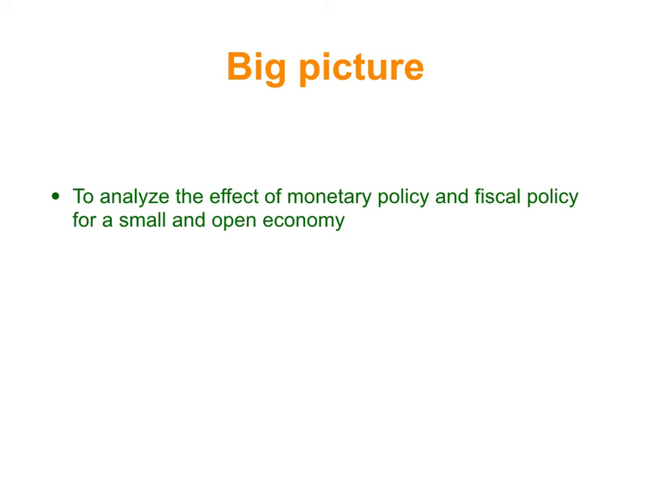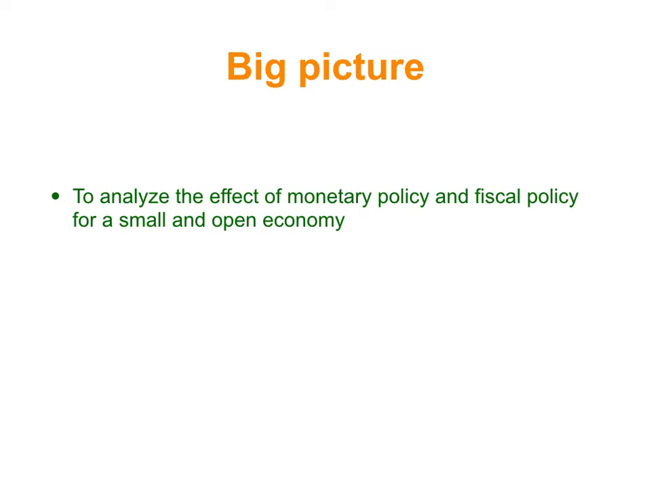So what is the big picture of this model? This model, the ISLM model for an open economy, which we call the Mundell-Fleming model, was developed to analyze the effect of monetary policy and fiscal policy for a small and open economy. It's called Mundell-Fleming because those are the last names of the economists who created this model. And by the way, one of them, Mundell, won the Nobel Prize in economics.